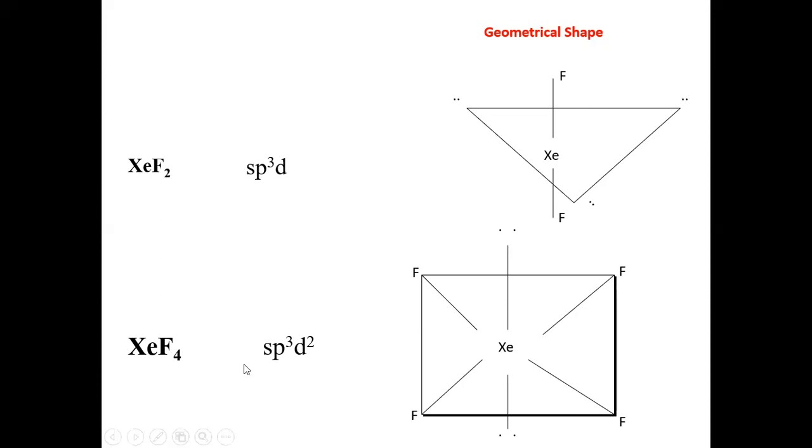Next, xenon tetrafluoride, sp3d2 hybridization. Here with sp3d2 hybridization, a square planar structure we can observe. The bond distance is 1.95 angstrom. Now the bond pairs and the lone pairs we can see. Lone pairs on xenon are 2 and bond pairs are 4.